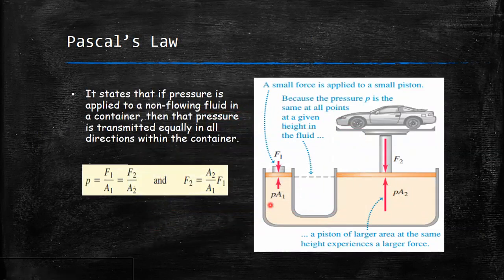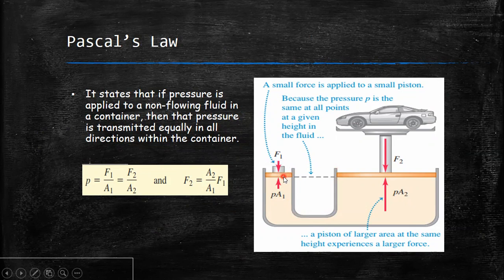It was discovered or recognized by the French scientist named Blaise Pascal. It states that if pressure is applied to a non-flowing fluid in a container, then that pressure is transmitted equally in all directions within the container. So for a simpler explanation, let's consider this schematic diagram of a hydraulic lift.